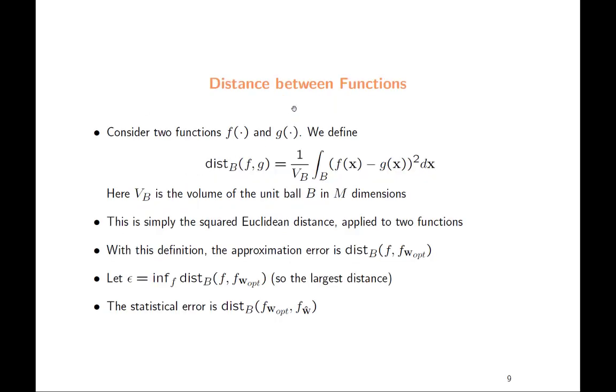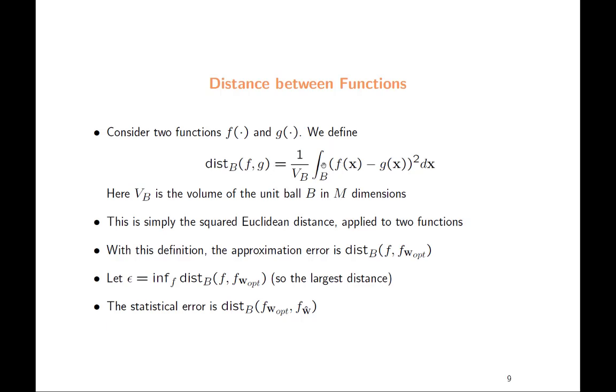So what is this distance between functions? So this is a definition. So consider two functions f and g, and we look at the integral. So we consider the difference between f of x and g of x, and we consider the square of that expression, so it's a squared error, and we integrate over some region of input space. Typically, we consider a unit ball, so that's a ball around the origin with a distance of 1 in any direction. And the ball is in m dimensions, and VB is sort of the volume of that ball, whatever that is. So it's sort of the average error we are producing.